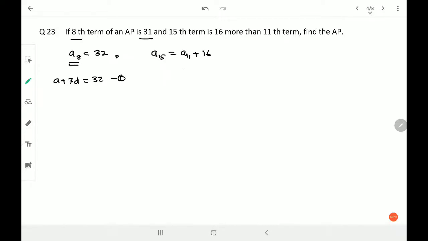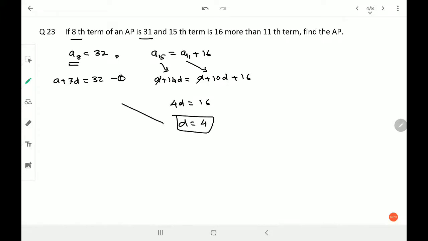Okay, and the second equation I can write as A plus 14D is equal to A plus 10D plus 16. I hope you got that. So this time A and A get cancelled. 10D comes here, so 4D is equal to 16, D is again 4, and if I put D into this equation I get 28, A plus 28, 29, 30, 31, 32, so A is also 4.